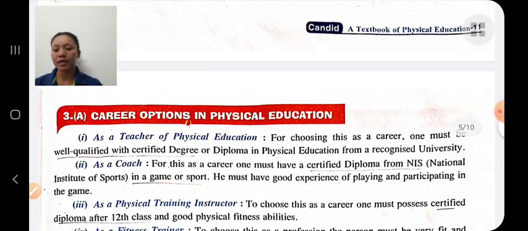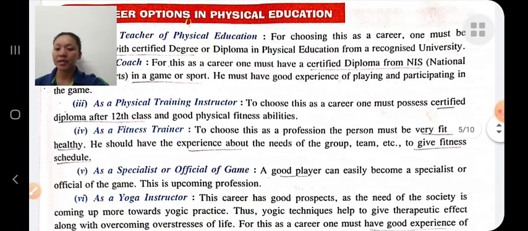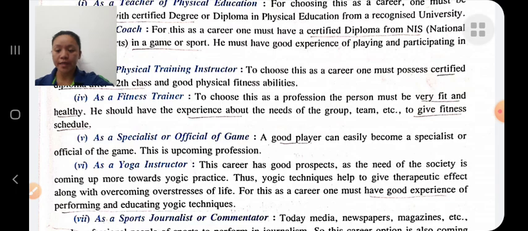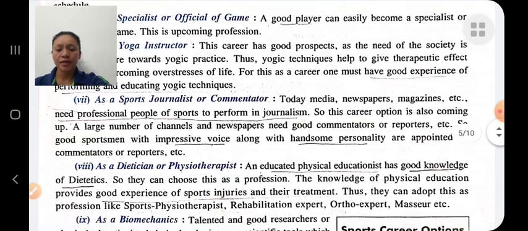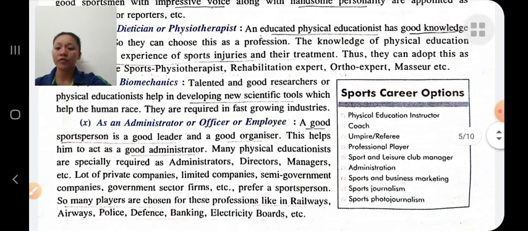Next is careers in physical education. If you choose physical education, there are various careers. You can be a teacher of physical education, a coach, physical training instructor, fitness trainer, specialist, or official of the game, yoga instructor, sports journalist, dietitian, physiotherapist, biomechanist, administrator, or official of an employer, etc. These are the careers in physical education.